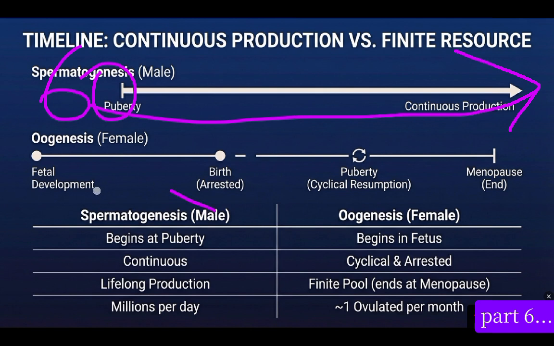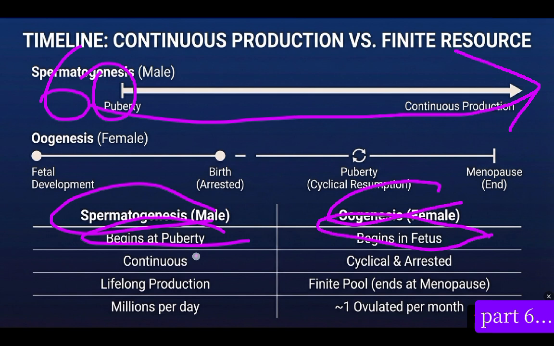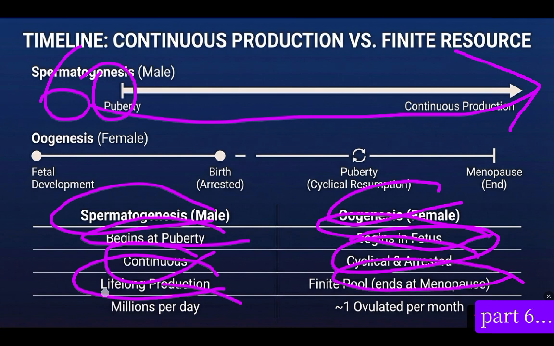Our table is the difference between spermatogenesis and oogenesis. First, spermatogenesis begins at puberty. Oogenesis begins in the fetus, before birth, inside the woman's uterus. Spermatogenesis is continuous through the lifetime. Oogenesis is arrested. It stops, while spermatogenesis is a lifelong production. Oogenesis ends at menopause. And lastly, millions per day: a man is able to produce 500 million per day, while in oogenesis only one egg is formed. Only one egg is ovulated per month.